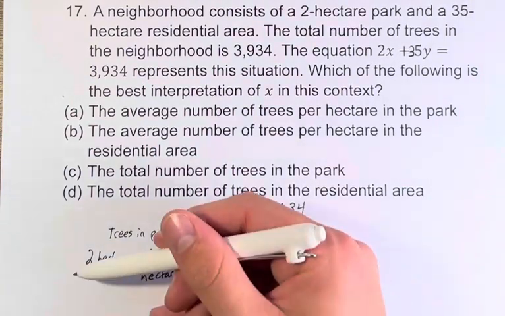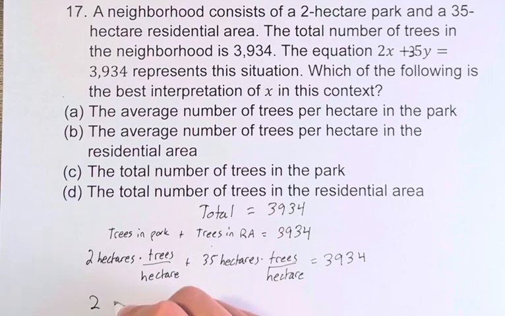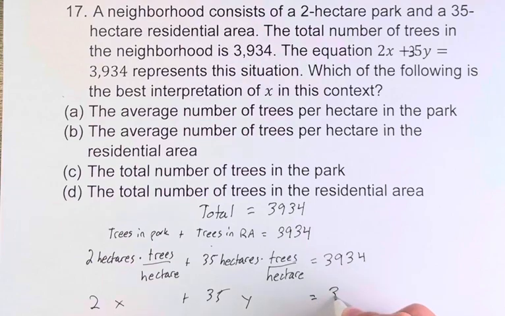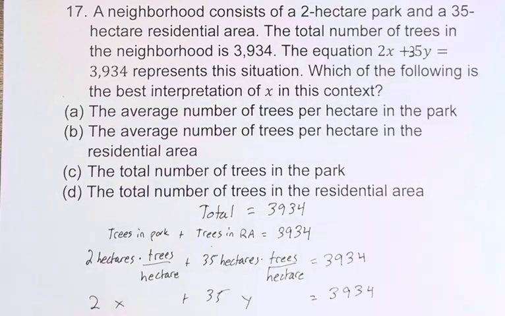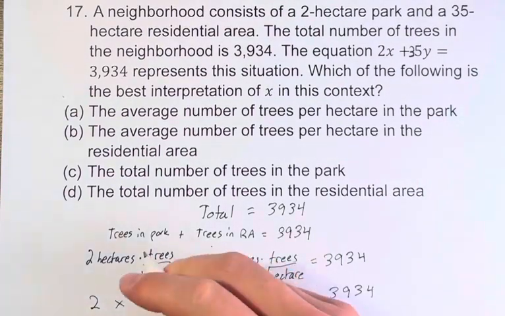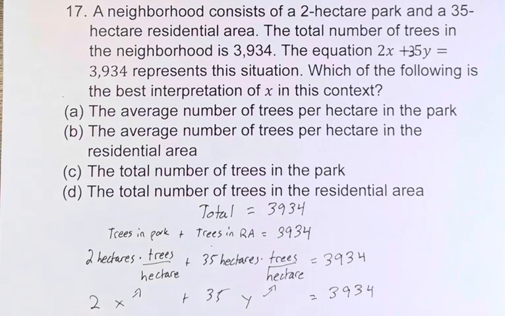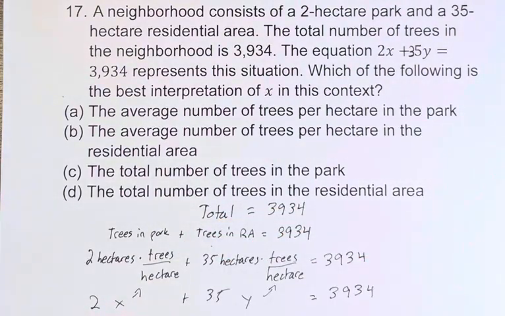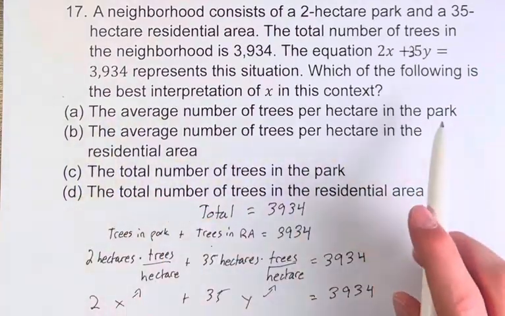And now we can sort of see that this is similar to our equation 2x plus 35y is equal to 3,934, right? These coefficients all match, and therefore we can match the variables to these values. So x and y both represent the trees per hectare, and x is for the park and y is for the residential area. So what is the best interpretation of x in this context? It's the trees per hectare in the park. This is going to be A.